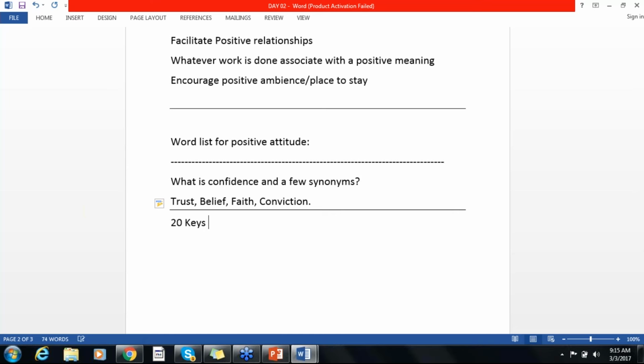20 keys to be self-confident. Okay, now let's have a look at the entire list, team. This is very important and this can be used as your daily practice as well. So the first key is inner strength.